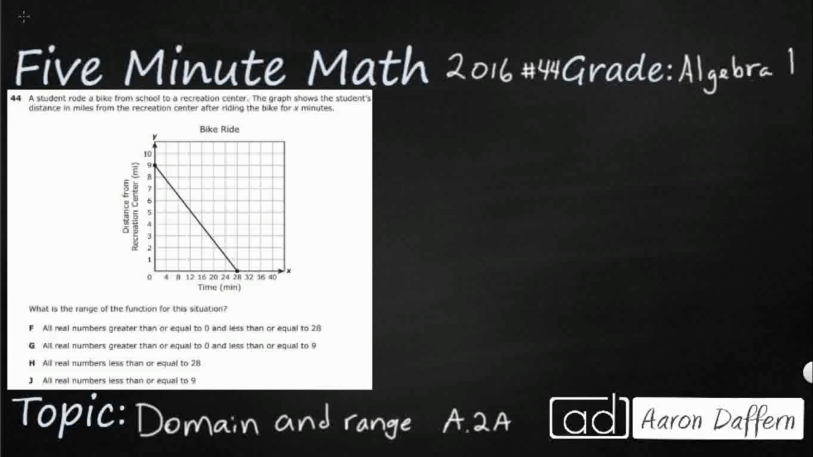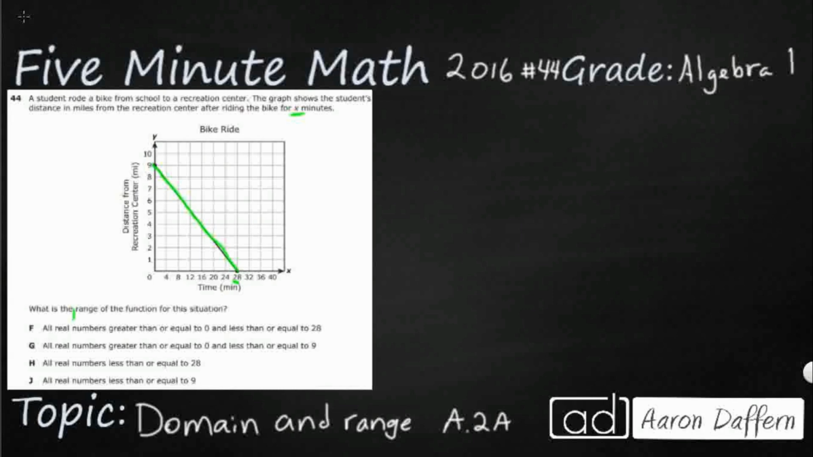So we have a student riding a bike from school to the recreation center. The graph shows the student's distance in miles. The x is actually going to be the minutes there. The distance is going to be the y-axis right there. And that makes sense, right? Looks like it's a pretty steady rate, but we start with 9 and we go all the way down here, and the distance gets down to 0, gets to the location after 28 minutes.